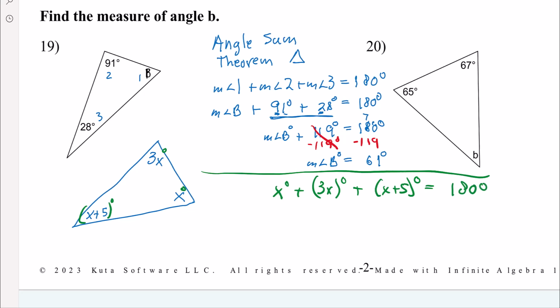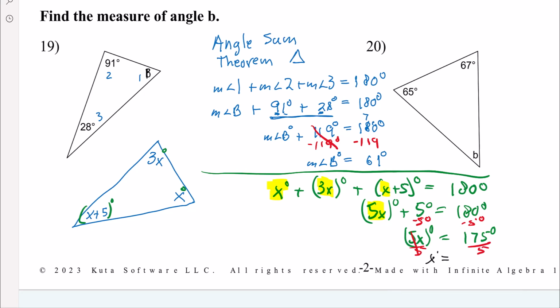Then we can also just count. We have 1x, we have 3 x's, and we have one other x. So we now have 5x in degrees plus that 5 degrees. Well, we need to get the x's by themselves. So to cancel that add 5 degrees, we're going to subtract 5 degrees. That gives us 5x is equal to 175. So to cancel multiplying by 5, we're going to divide both sides by 5.